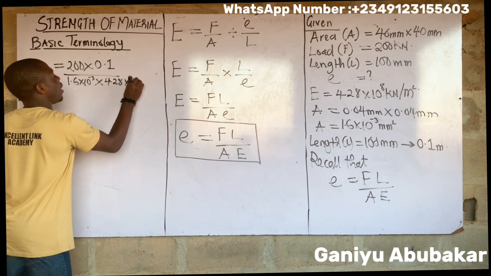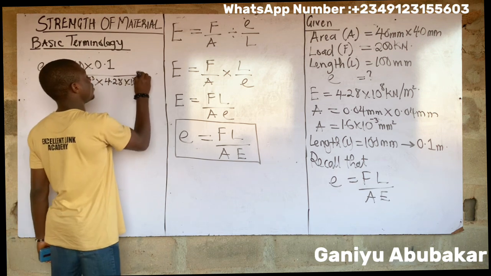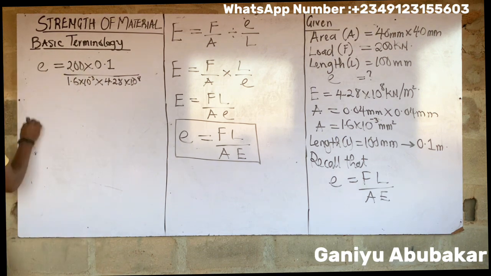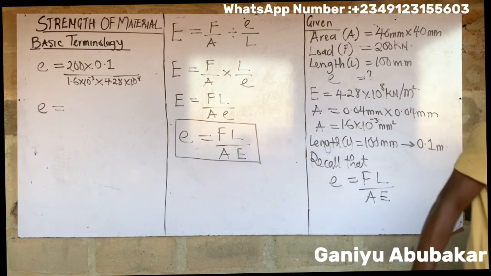4.28 times 10 to the power what there? 10 to the power 8. So from here now, what's my E? Extension E is equal to, let's punch this and see our value.